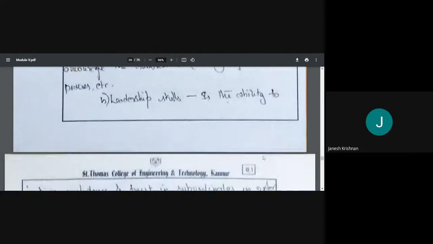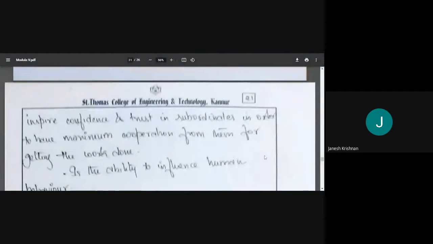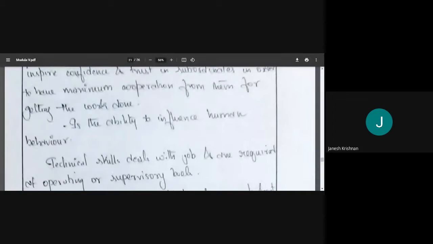Then leadership skills, the ability to inspire confidence and trust in subordinates in order to have maximum cooperation from them for getting the work done. So you should be able to inspire people to work, rather than through fear.